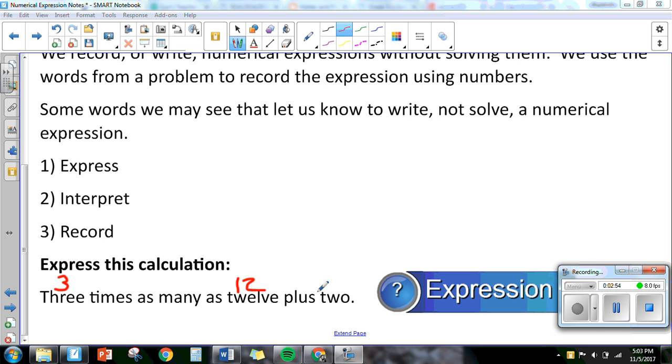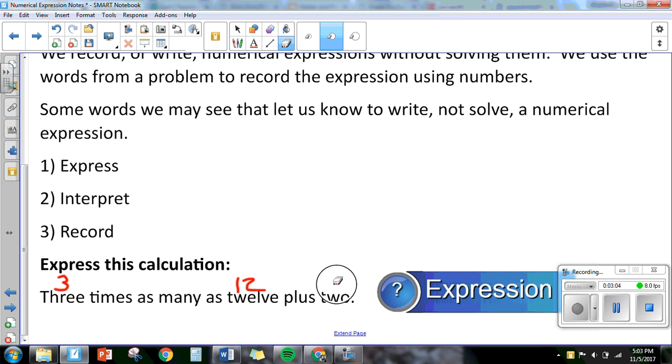And then plus 2. So the number word 2, all I need to do is write the number 2. Well, let me erase that. That's not a very good 2. So let's get our 2 a little bit neater. Okay, so 3 times as many as 12 plus 2.